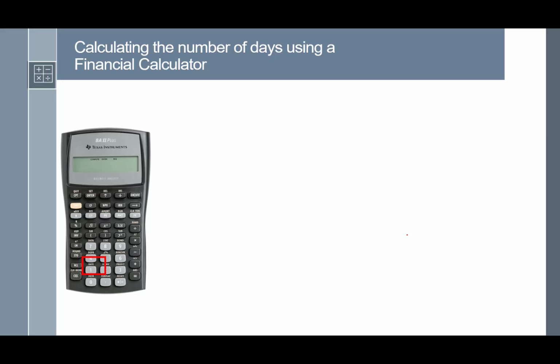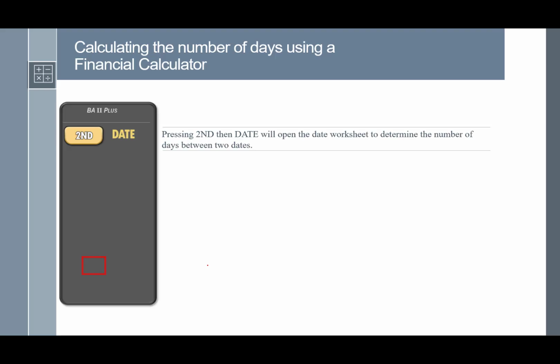To access the days between dates button, I have it highlighted here. It's the one button on the calculator. It's the one above it. You can see it says date. So you have to press second one to access it. So pressing second, then date or one, this will bring up the date worksheet.